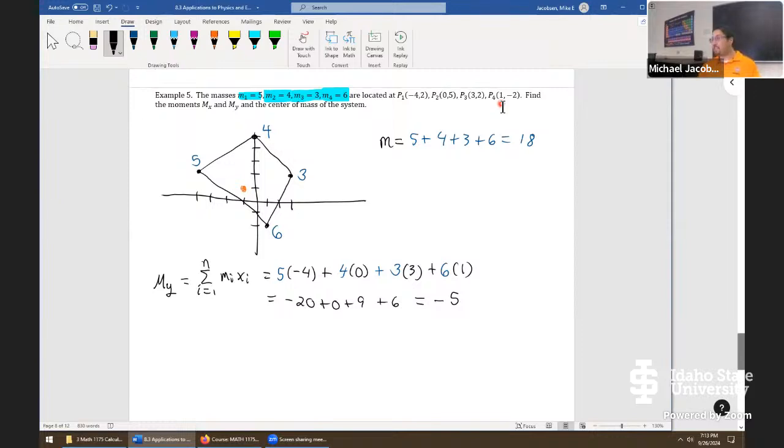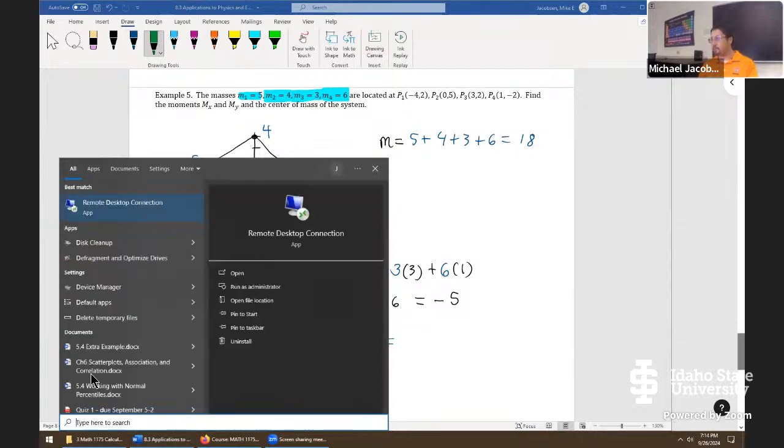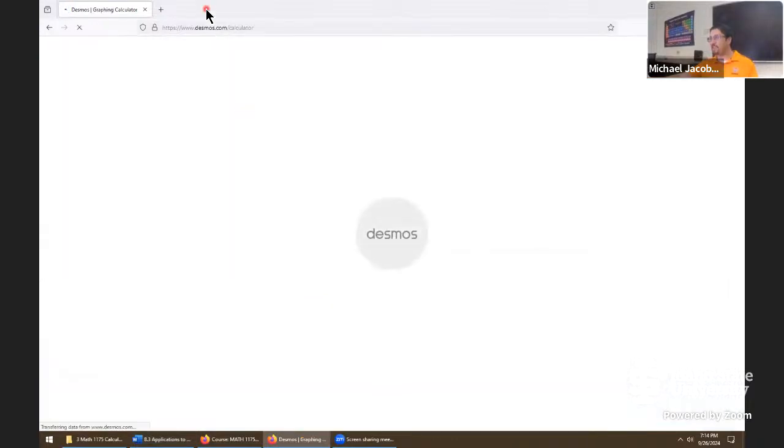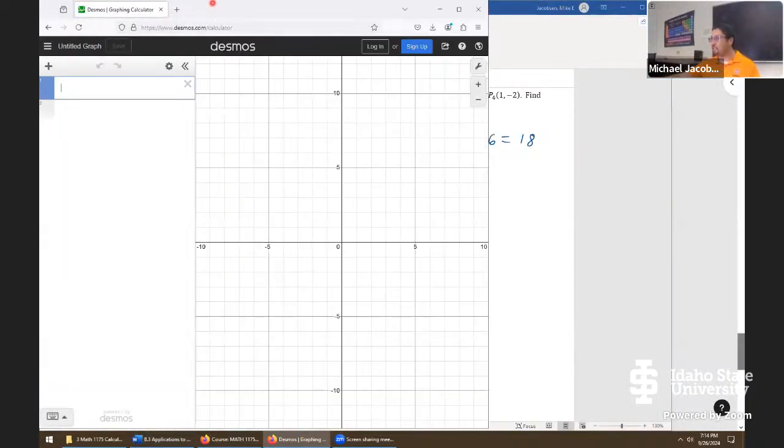Okay, so now that we have that, we can go and calculate x bar right here if we'd like. Let's go and write out that x bar is going to be the moment about the y-axis divided by the total mass. So we'll take -5 divided by total mass M, which is 18. And I forget, I do need a calculator here. Let's open up Desmos. I don't usually use a calculator in this class, so I always seem to forget when I do need one.